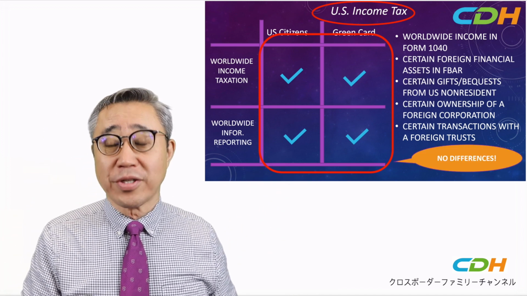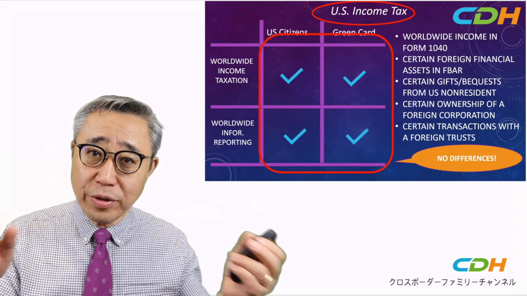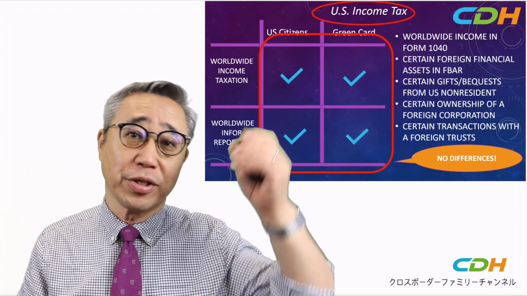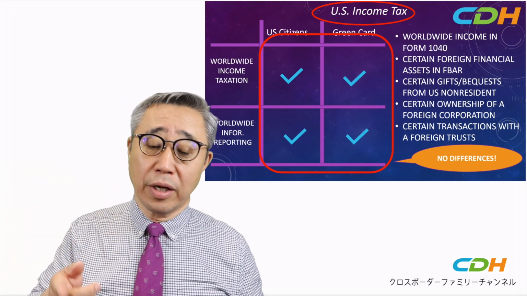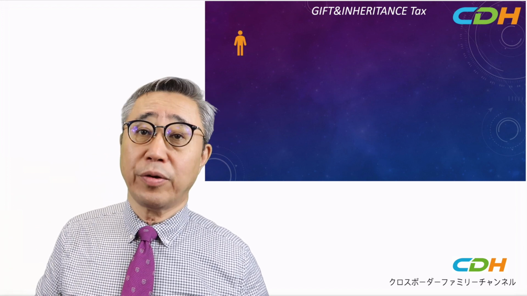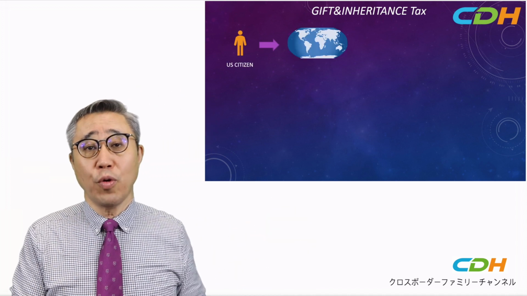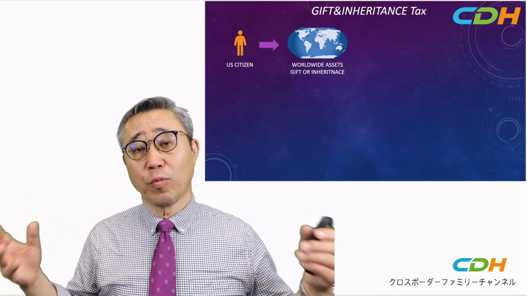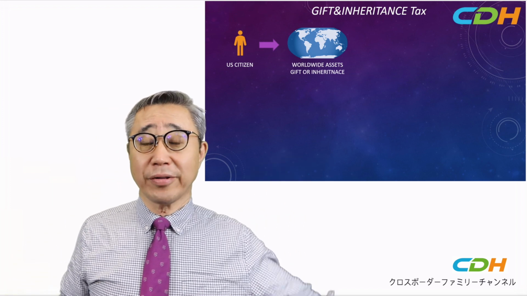So once you understand that under the US income taxes, there are no differences, no advantage or disadvantage between US citizens and green card holders. Let's get to gift and the inheritance tax. What are the differences? If you are a US citizen, your worldwide assets, your gifts, inheritance.